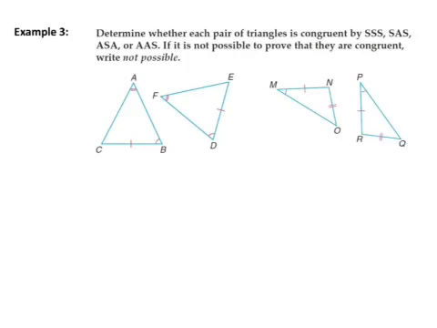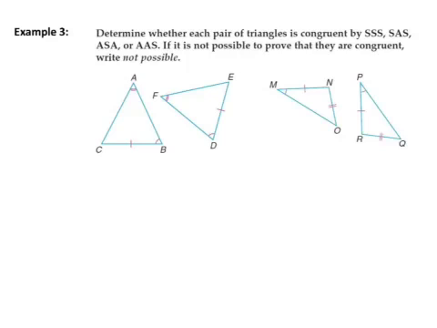Now let's tie together all of our concepts. Let's determine whether each pair of triangles is congruent by the side, side, side, or the side, angle, side, or the angle, side, angle, or the angle, angle, side. If it is not possible to prove that they are congruent, write not possible.